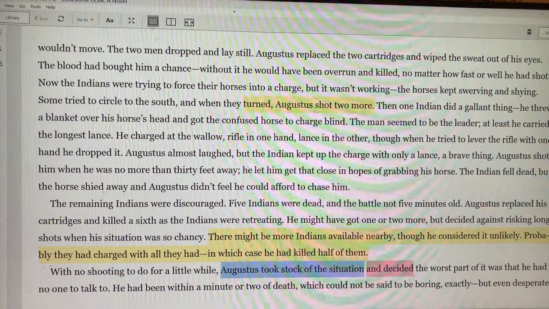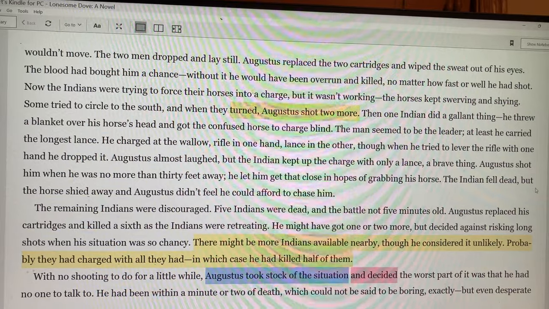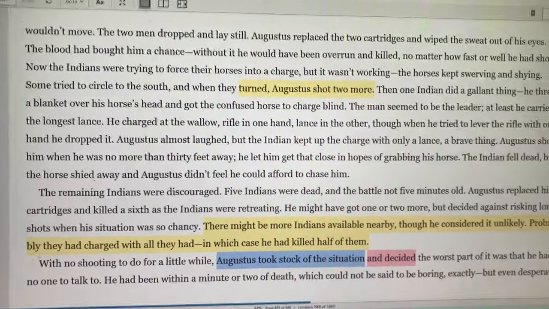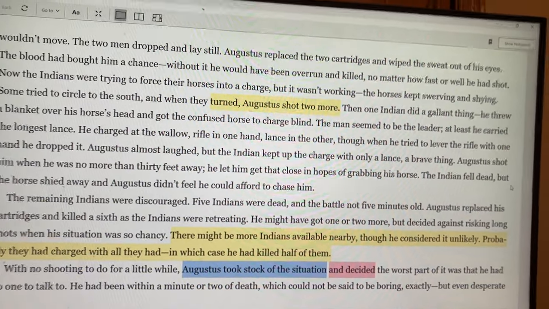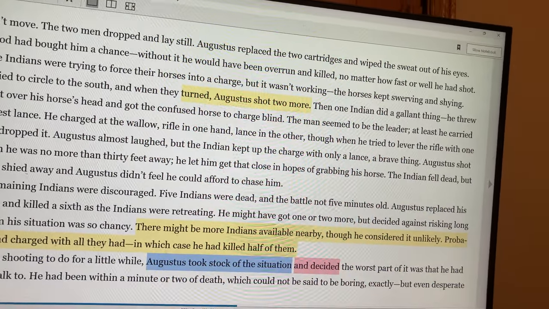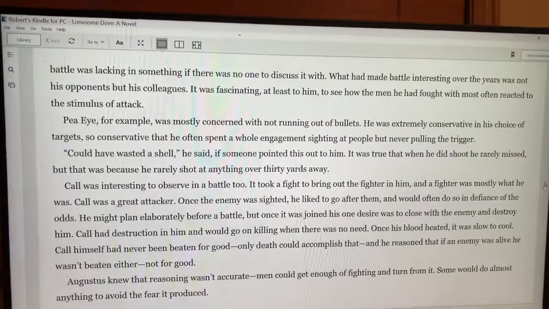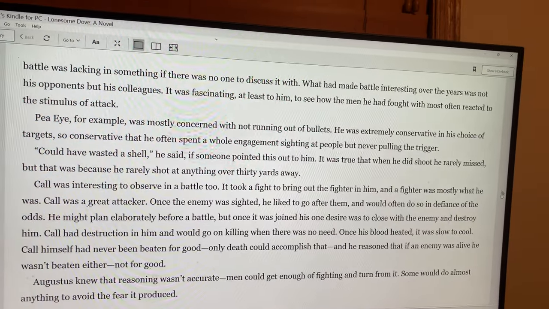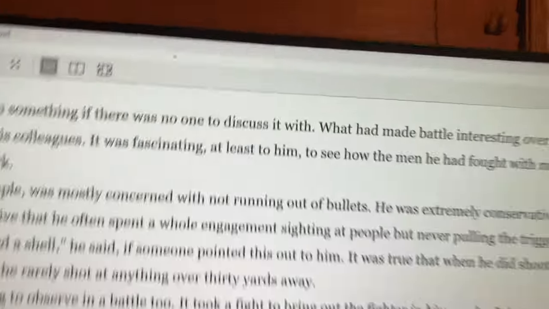He took stock of the situation and decided, this is his internal mind, the worst part of it was he had no one to talk to. He had been within a minute of death, which could not be said to be boring exactly, but even desperate battle was lacking in something if there was no one to discuss it with. Okay, he's going into his own mind and memory again.